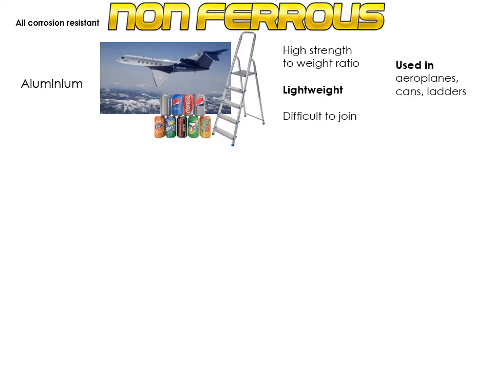So aluminium is a great material. It can be difficult to join, and by that I mean welding. Often you have to do something called TIG welding, which is tungsten inert gas, which is quite a difficult welding process, but it's very lightweight, so it's used in airplanes, drinks cans, ladders, anywhere where you need a good strength but a very lightweight product.